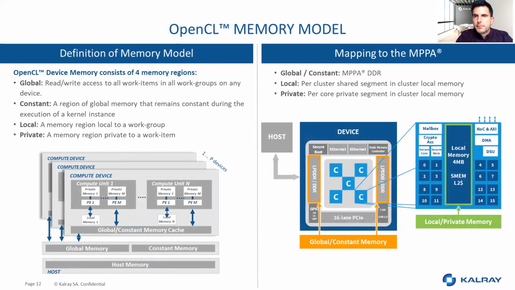If we go now to the OpenCL memory model, it supports 4 memory regions: global, constant, local, and private. On the MPPA, global and constant memory will map to the DDR of the MPPA. Local memory will map to the local memory of the cluster, so it's visible in OpenCL only by the work items that belong to the same work group. So this can be achieved on the MPPA. And then the private memory region, which is private to a work item, will be mapped to a per core private segment in cluster local memory.